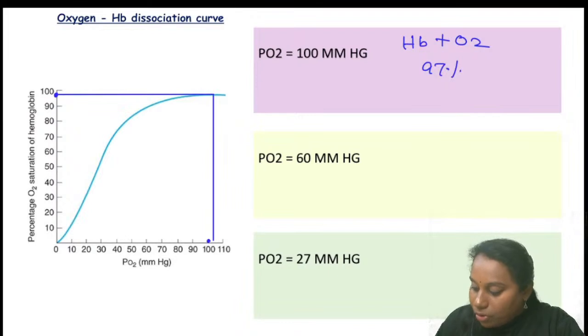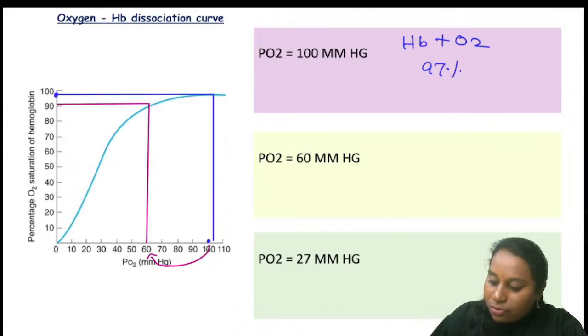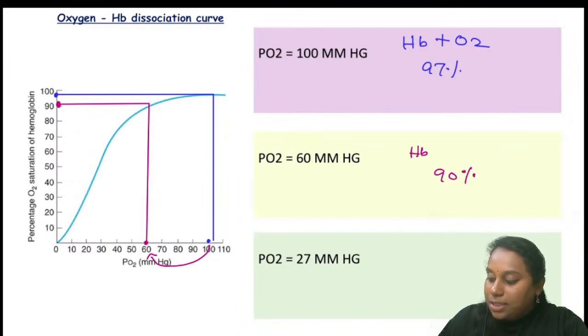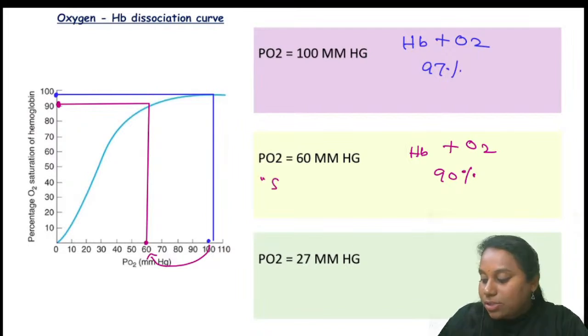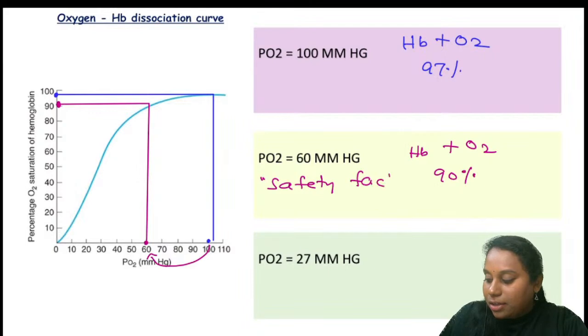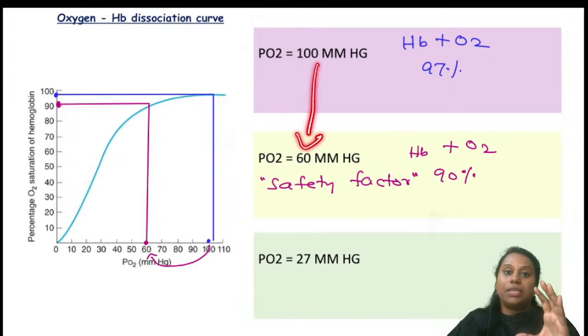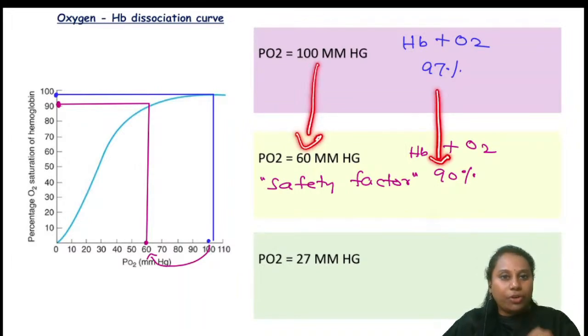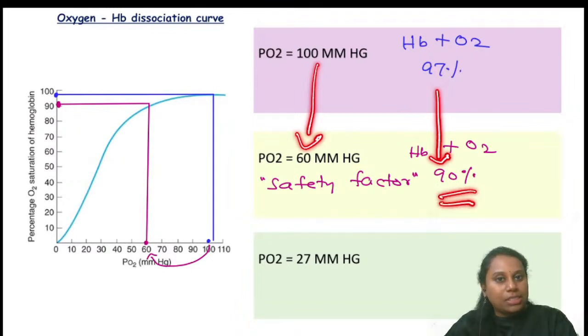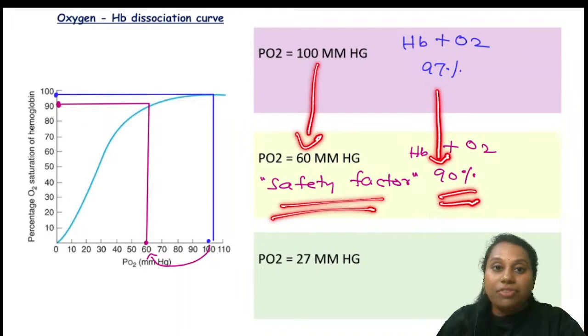If PO2 falls from 100 to 60, see what happens to saturation. Saturation falls to 90%. It means when the partial pressure of oxygen becomes 60 millimeter of mercury, hemoglobin is 90% saturated with oxygen, and this is called the safety factor. Why is it called the safety factor? Even though PO2 falls drastically from 100 to 60, saturation only falls from 97 to 90. So even if your PO2 falls to 60 millimeter of mercury, your body will be able to maintain 90% saturation, and that is why this becomes the safety factor.